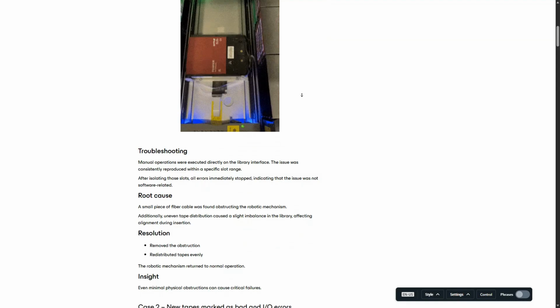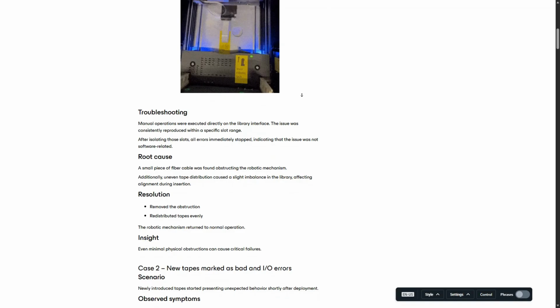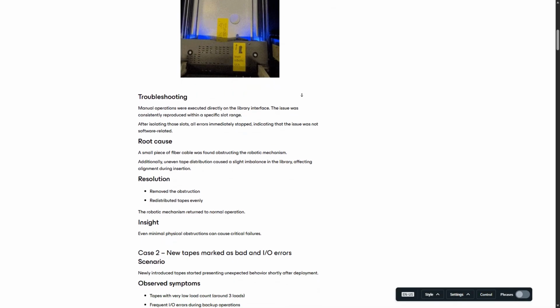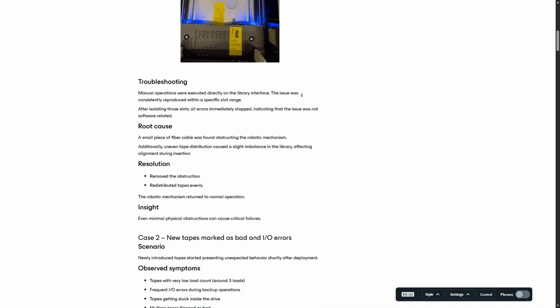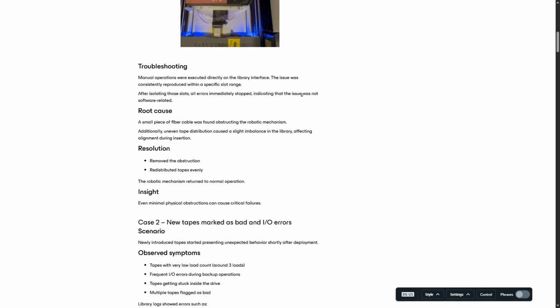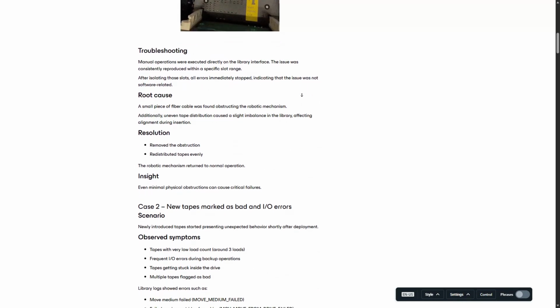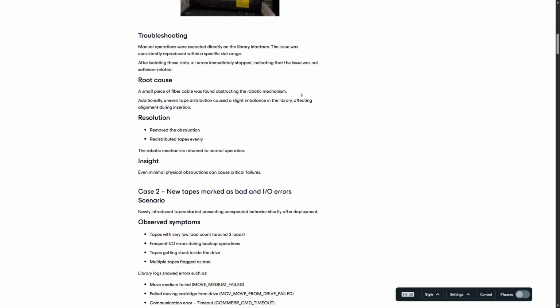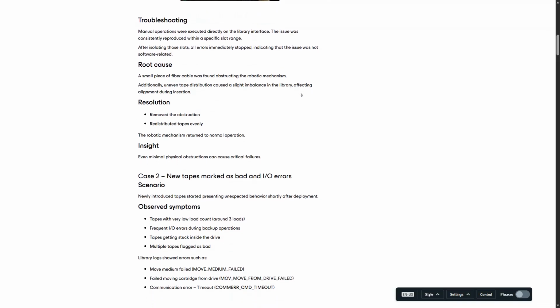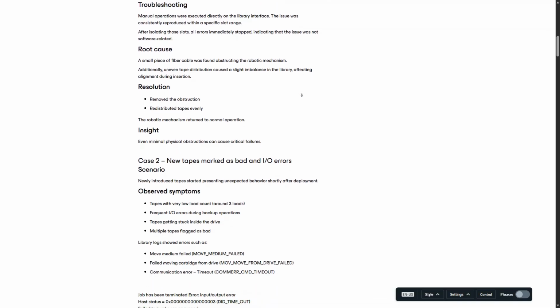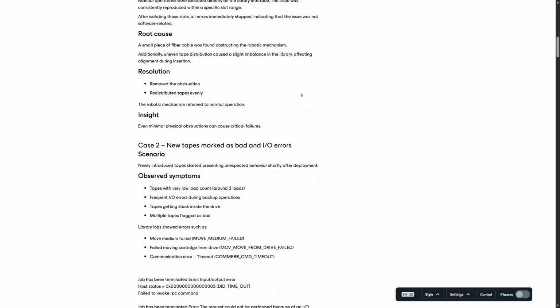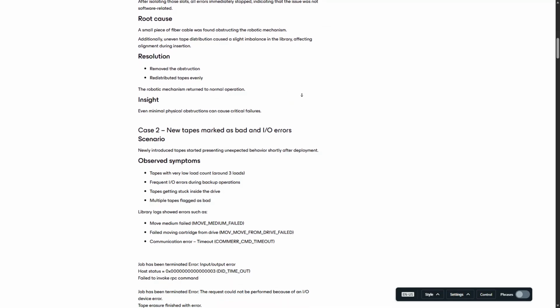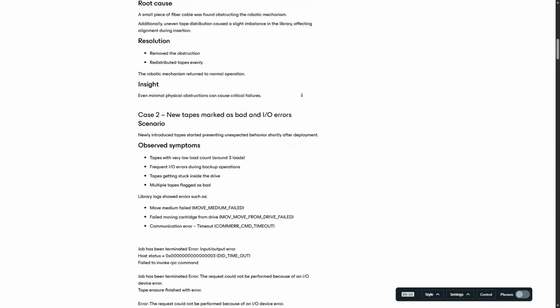And then he goes over a case that was caused by something as small as a fiber cable blocking the robot, another by firmware not correctly handling modern LTO media, another by failing drives mislabeling healthy tapes as bad. So he just gives some examples in there, just to kind of prove whatever he mentions in the introduction.